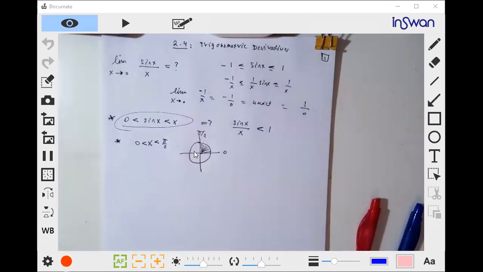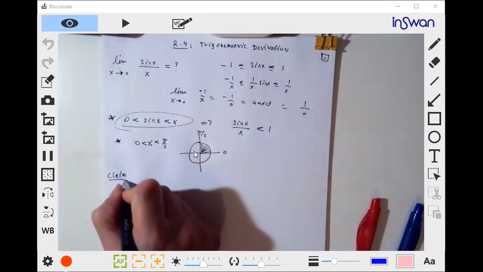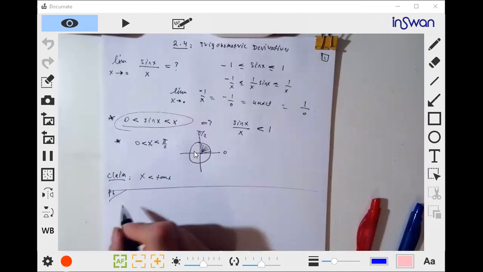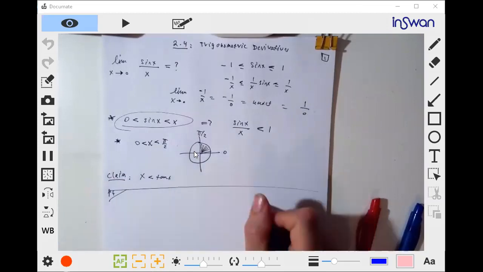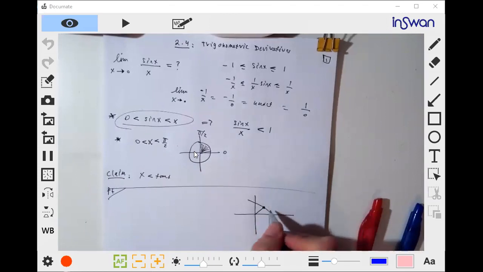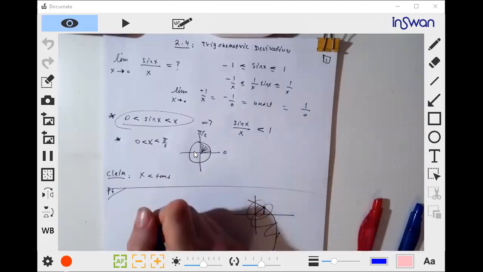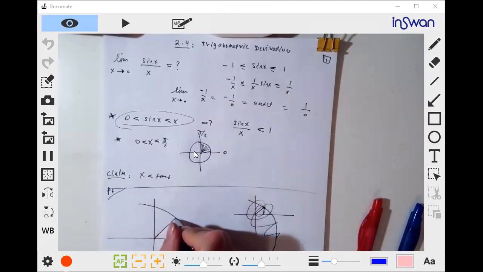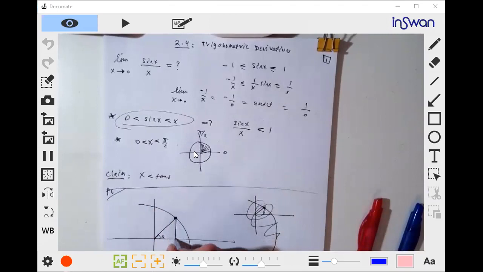Here's our claim that x is less than the tangent of x. Here's our proof of that claim. We have a picture like so. Let's construct our unit circle. Let's create a line here, and I want to create a bigger picture so that you can see it better. We have an angle x. We bring this down to intercept the x-axis and create a right angle. The hypotenuse has value 1 because we're on a unit circle.